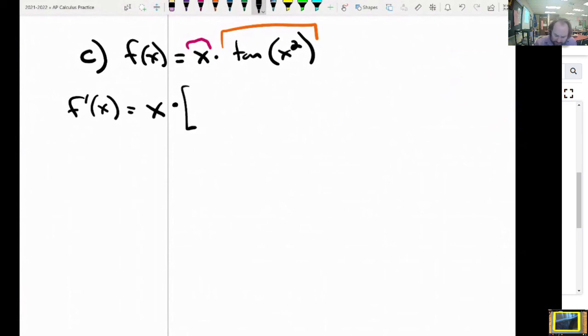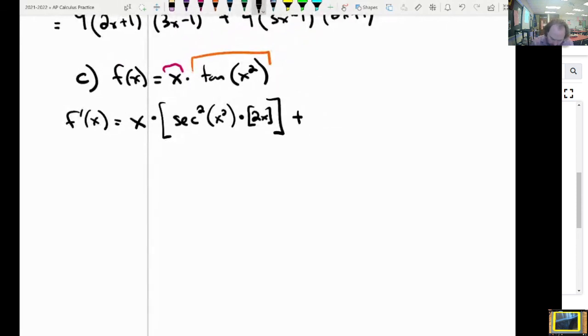Derivative of tangent is the secant squared of the original inside. And since the inside is another function, x squared, we need to multiply by its derivative, which is 2x. That would be the chain rule there. So again, derivative of the outside is the secant squared. The derivative of the inside is the 2x. And now you can kind of clean it up in the next step if you want to.